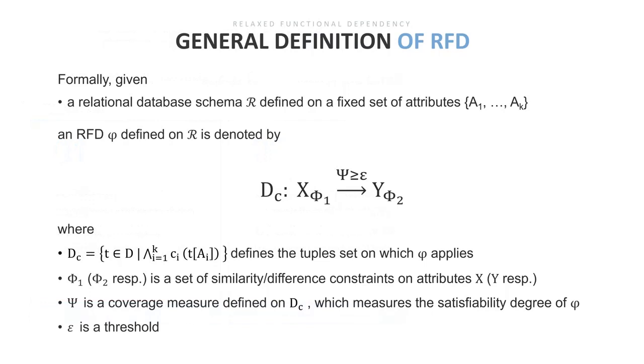This is the general definition of relaxed functional dependencies. It admits the possibility to limit the applicability of the dependency through a domain constraint DC. Moreover, it uses sets of similarity or difference constraints to compare tuples in terms of similarity or difference values, operators, and thresholds. And finally, it can also consider a coverage measure psi, which permits to measure the satisfiability degree of the dependency, whose limit is defined by the threshold epsilon.